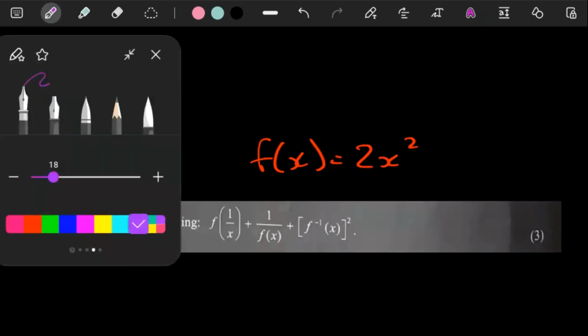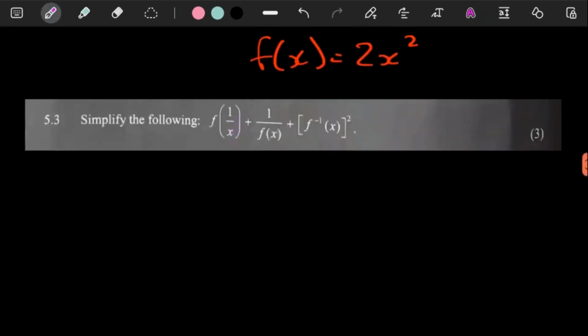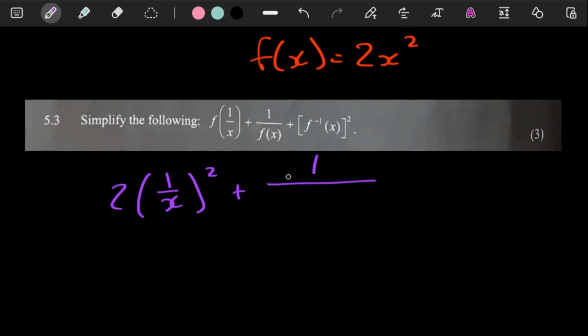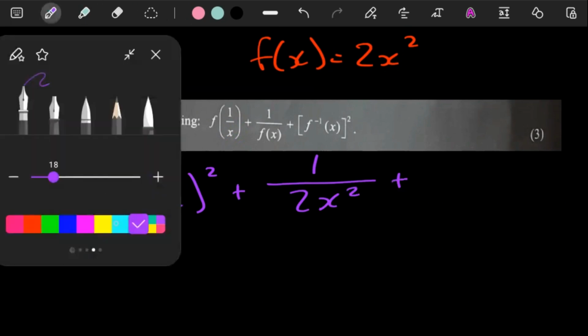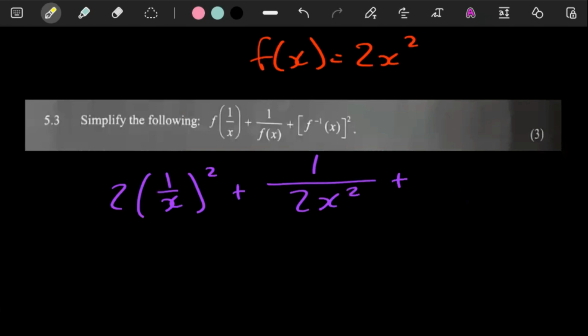So the idea is, let's see, wherever x is, what are we going to do? This is saying in the equation of f, wherever x is, put 1 over x there. So this is 2, and then you're going to put 1 over x, and you're going to square it. This is saying you're going to put 1 over the equation of f of x, which is 2x squared. And then this is saying whatever the inverse is, you're going to square it. So if you square the inverse, it means you don't have to worry about the whole plus or minus thing. You can just use the positive version of it, because anything squared will always come out as a plus.